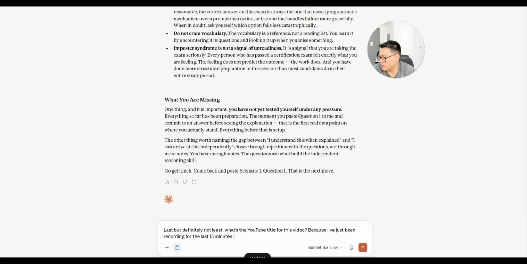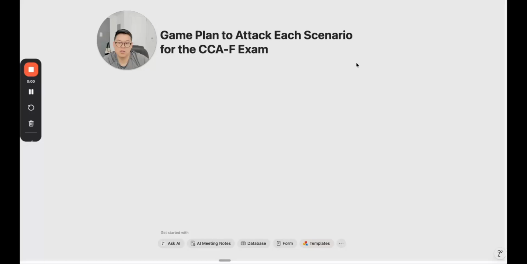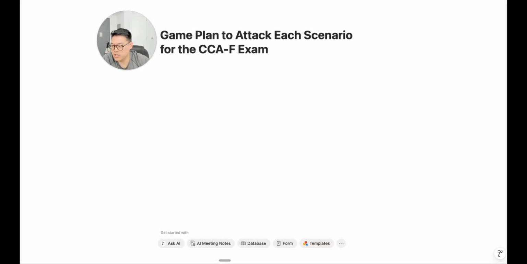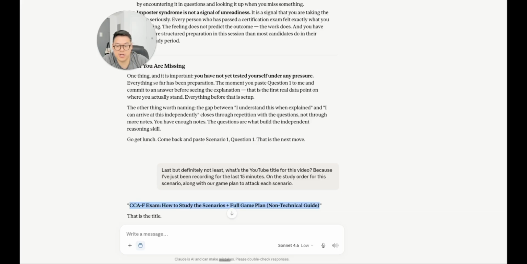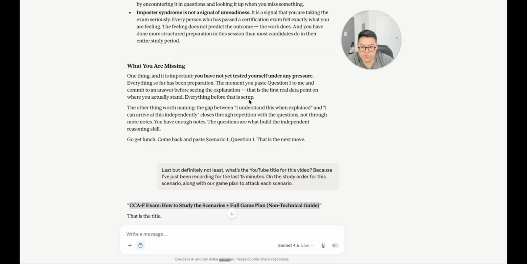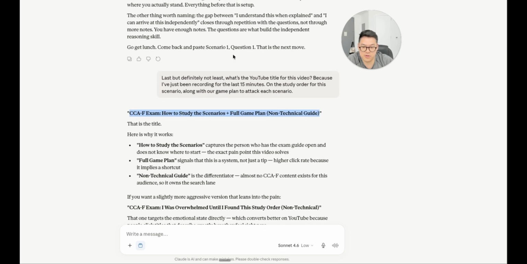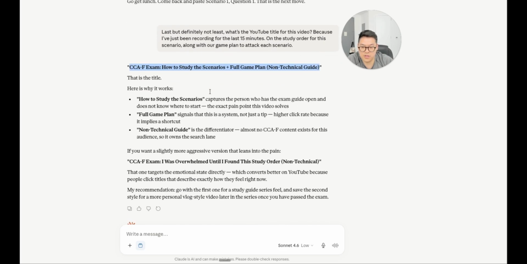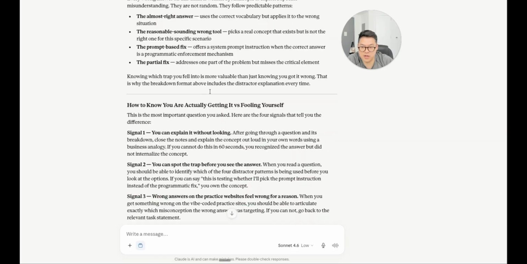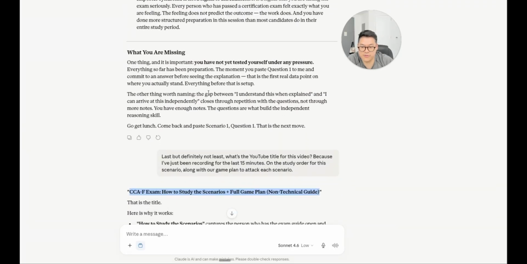On the study order for the scenarios, so now this is going to be my game plan on how to attack each and every one of the 6 scenarios. I'm going to go back over here. It just went out there and prompted me how to study for the scenarios plus full game plan, non-technical guide. Anyways, so I have this, and then I'm going to take all of this information right now, except go get lunch.